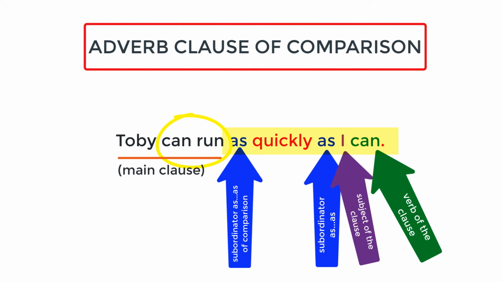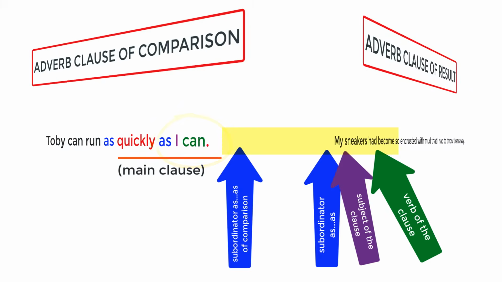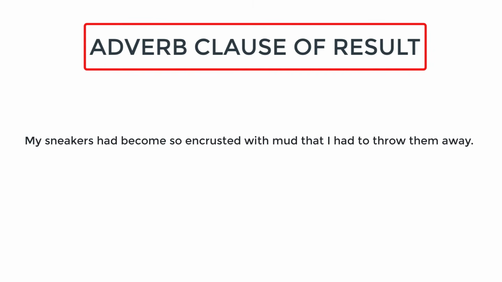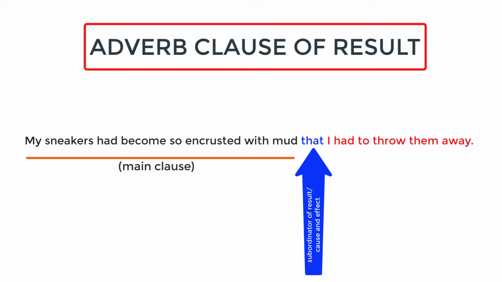Let's go on to an adverb clause of result. My sneakers had become so encrusted with mud that I had to throw them away. In this example, the adverb clause beginning with the subordinator that explains why I had to throw the sneakers away.